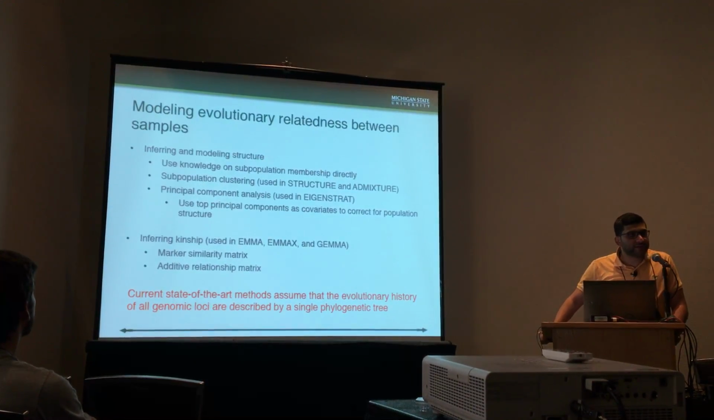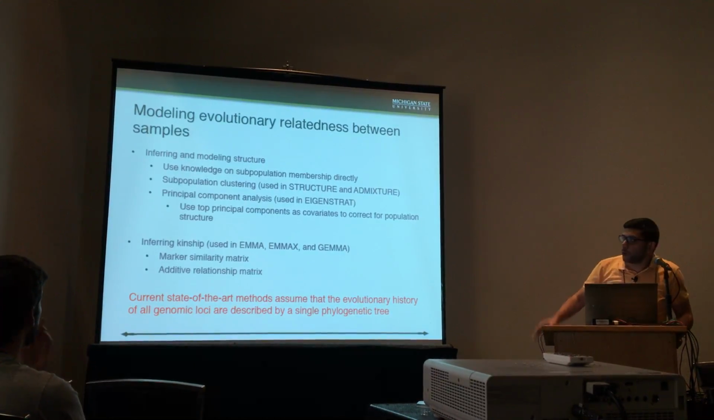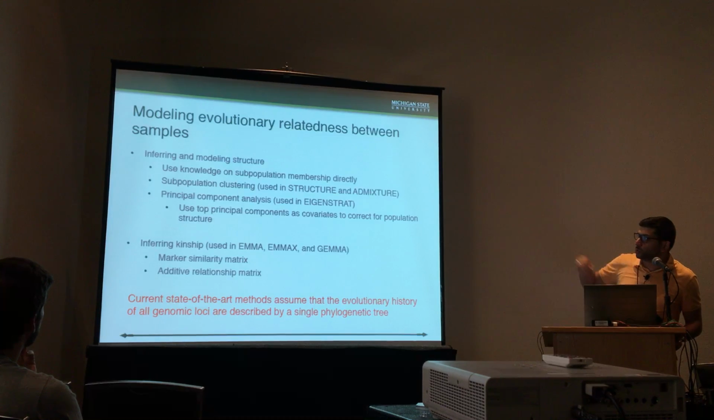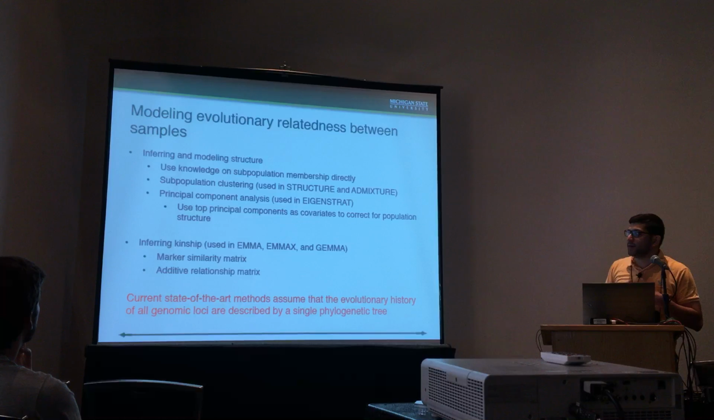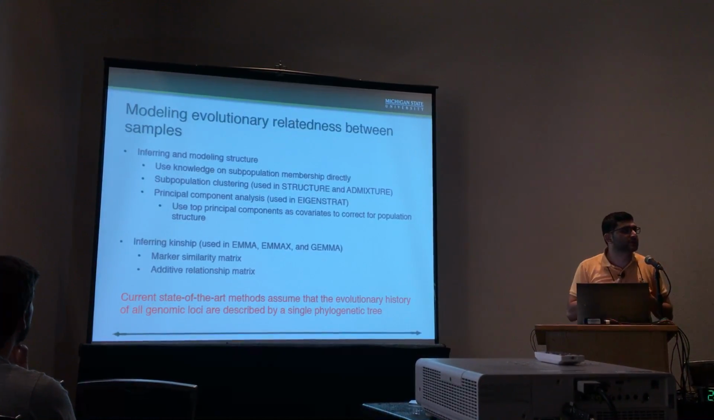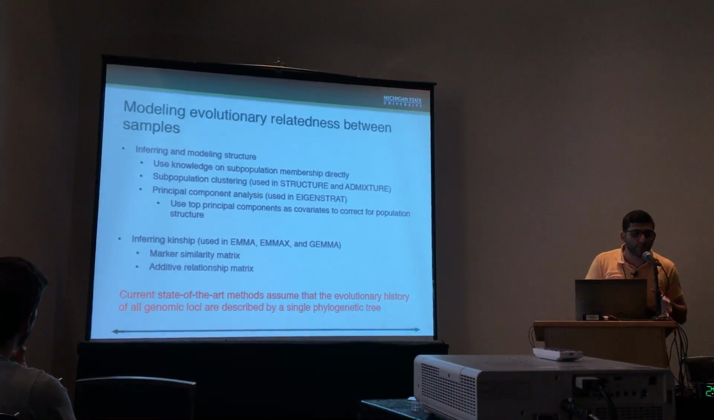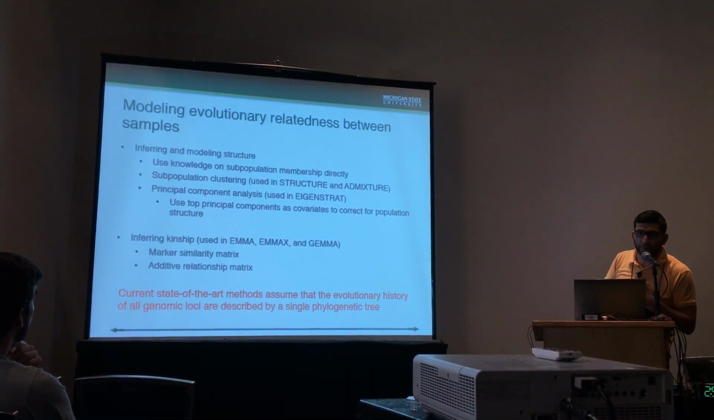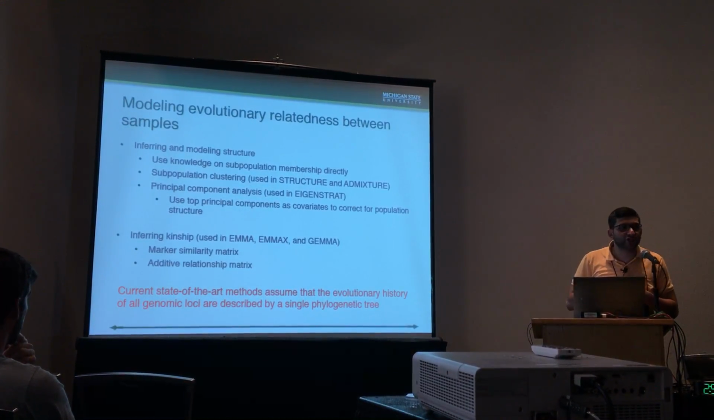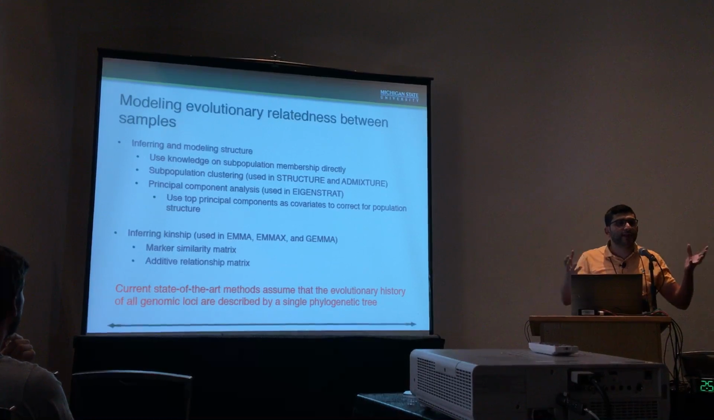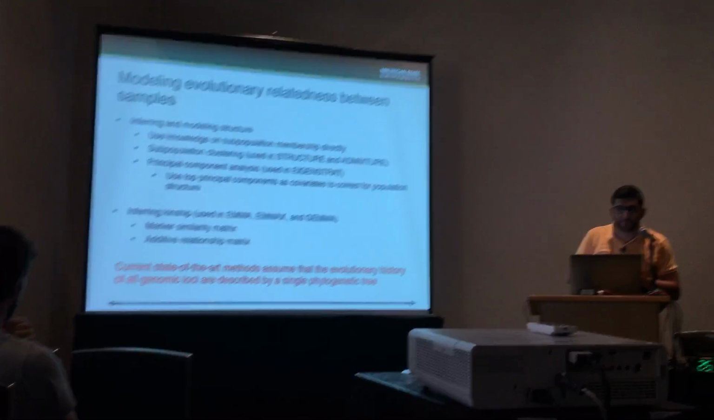Now, there are many methods that have been developed which model evolutionary relatedness between samples. I group these methods into two groups. There are methods that infer and model structure. Most notably, there is a method called Eigenstrat, which applies principal component analysis to derive the top principal components and then uses these top principal components to correct for population structure. And then there is another set of methods that actually utilize a kinship matrix. A kinship matrix is simply a matrix that describes the genetic similarity between individuals in your population.